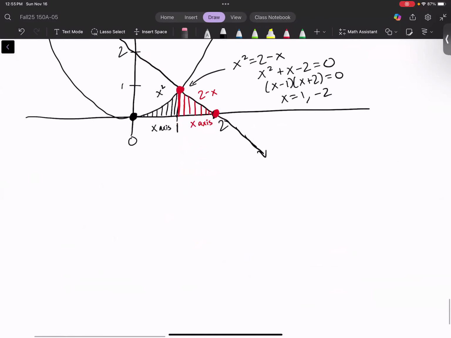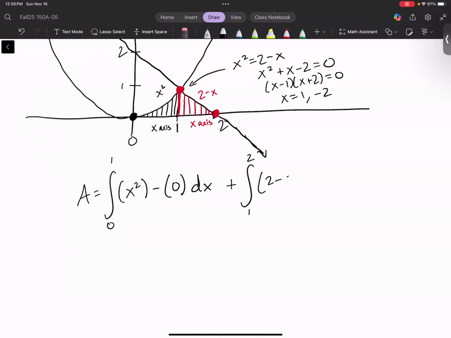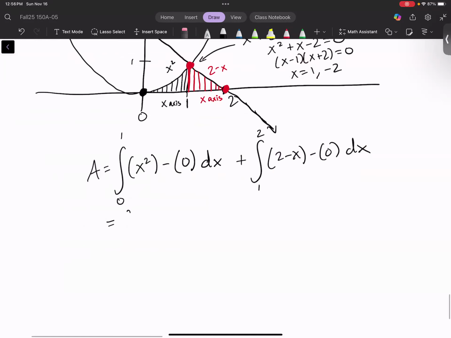Okay. Now we have everything we need. So the black integral will be 0 to 1, and then top minus bottom. So x squared is the top function, and then y equals 0 is the bottom function, right? The x-axis, y equals 0. Then we have the integral 1 to 2, and then it's 2 minus x, again, minus 0, dx. Now I put the zeros there just so you could see it, but in reality we didn't need them for this example. But in other examples you might need it, so I just wanted you guys to have it.